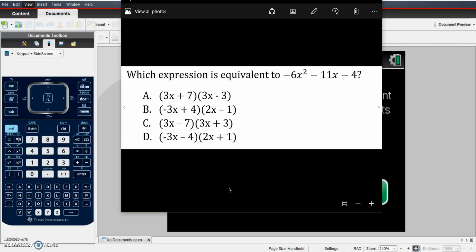My name is Mr. Hill, and today I'm going to be showing you how we can view that two expressions are actually equivalent. I have a test example here. It says, which expression is equivalent to negative 6x squared minus 11x minus 4? And then my answer choices are all in factored form.